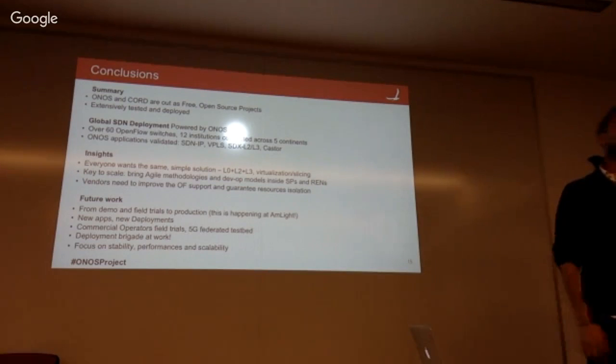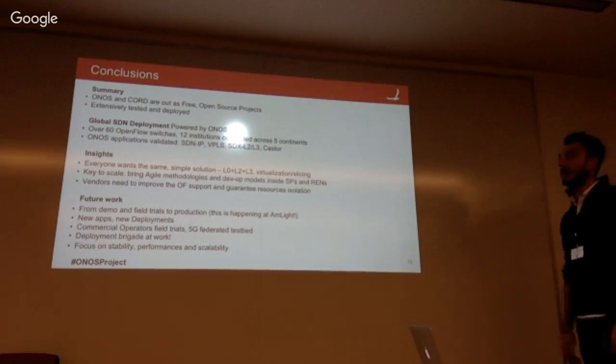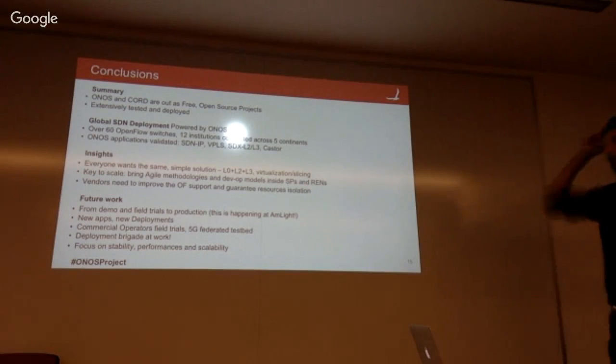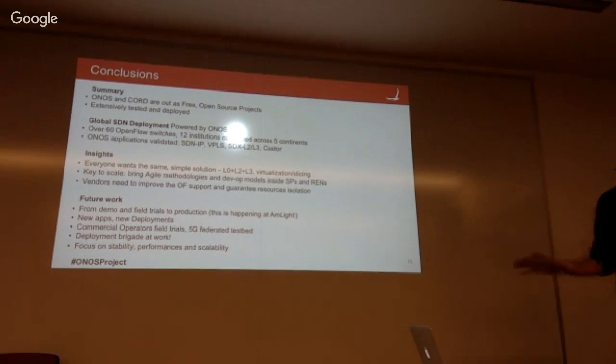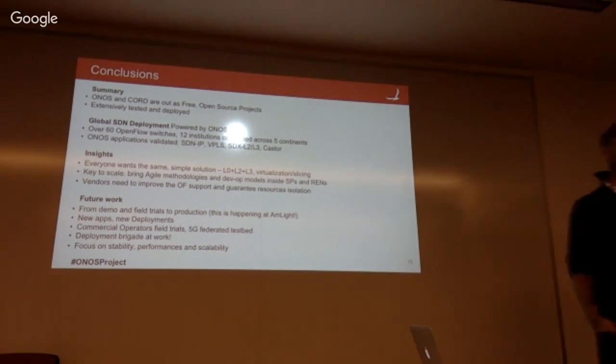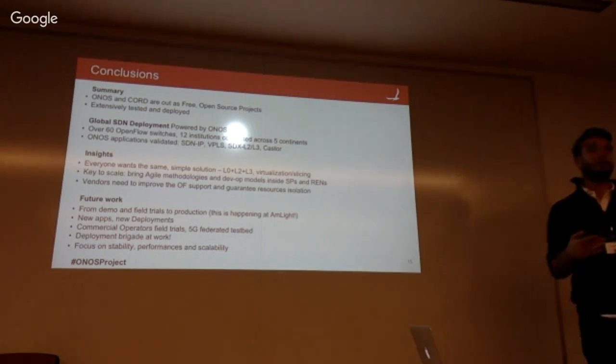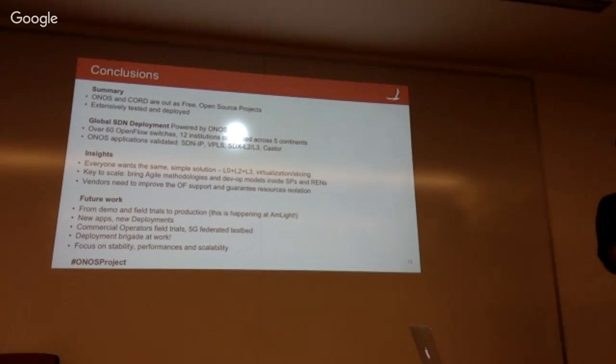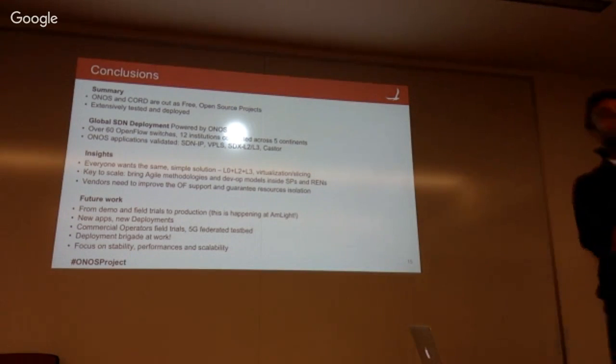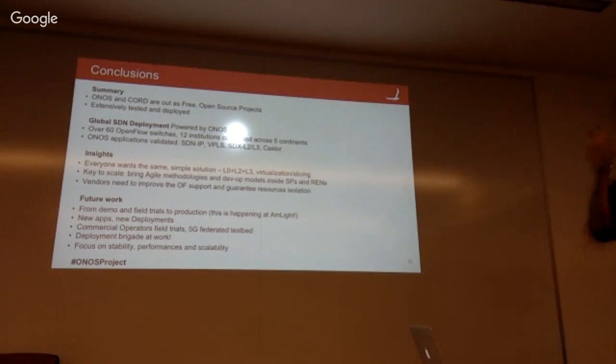Key to scale, bringing in service providers and research networks, are the agile methodologies and the DevOps models. This is fundamental. One of my biggest problems in my everyday job is to deal with Cisco guys, or, don't take me wrong, if someone is from Cisco, but with classical network engineers. I know it's difficult, there's a lot to do, and it's a big change of mentality, but it needs to be done.